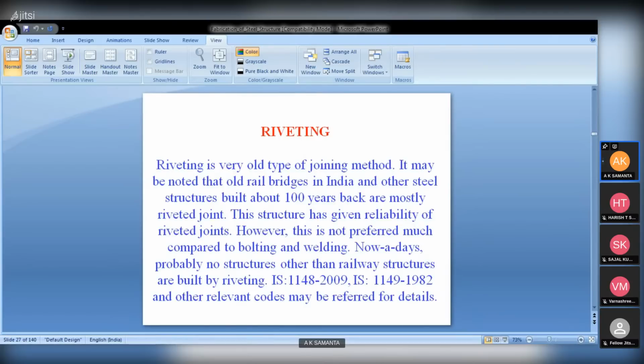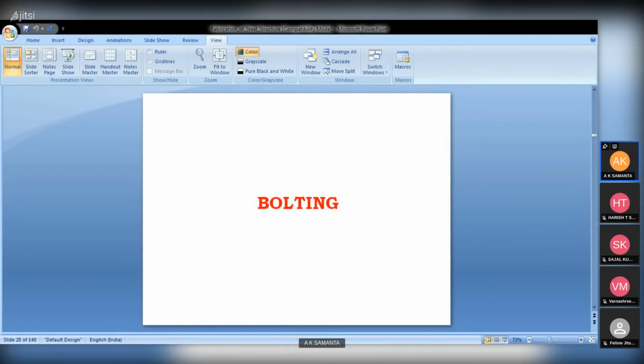Welding is normally carried out in the workshop. Bolting is carried out at the site. However, sometimes welding is permitted at the site, but that is not desirable. So riveting is on the way of being phased out, and we should not discuss much about it. So let us go to the bolting option.